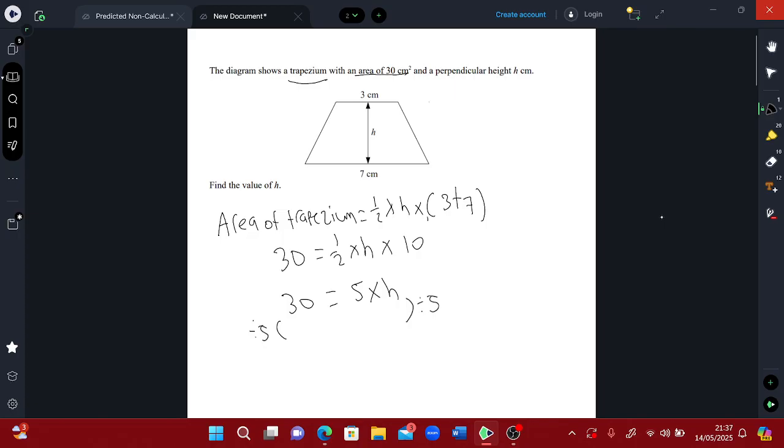So then 30 divided by 5 is 6. And that's going to just be h, because 5 divided by 5 is 1. So it's just h times 1, which is h. And that's your value there, h.